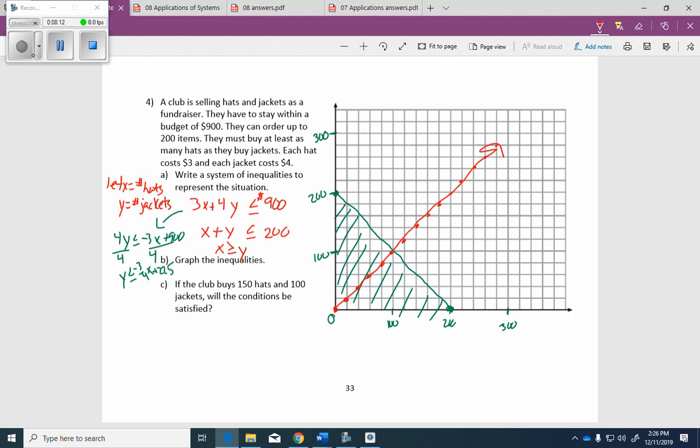And look at this. Y is less than, right? If I were to swap this around, it would say y is less than or equal to x. So I do have to shade down. Let me start labeling my lines as well.